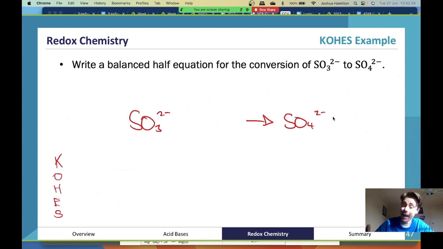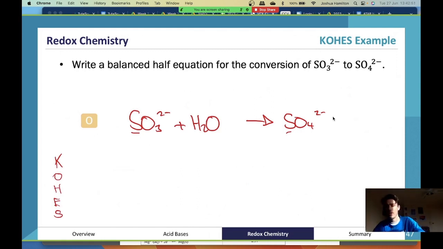So start off with K, key elements. What are our key elements here? Well, sulfur is our only one, and there is one sulfur on either side, so we don't need to balance. Cool, we can skip that step. Two, oxygen. I need to balance my oxygens. I have 3 here and I have 4 there, so I'm going to need to add 1 H2O here. Sorry, I had 4 on that side and 3 on this side. Therefore I need to go from 3 to 4. I now have 4 and 4.